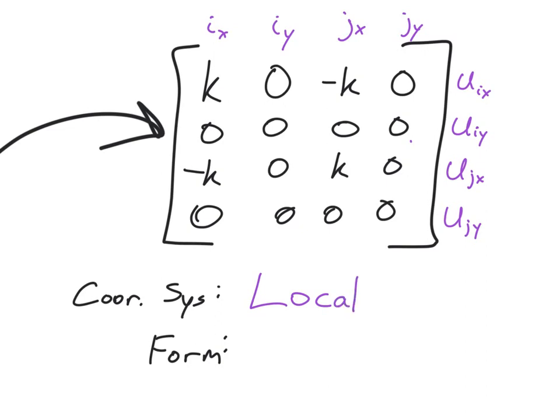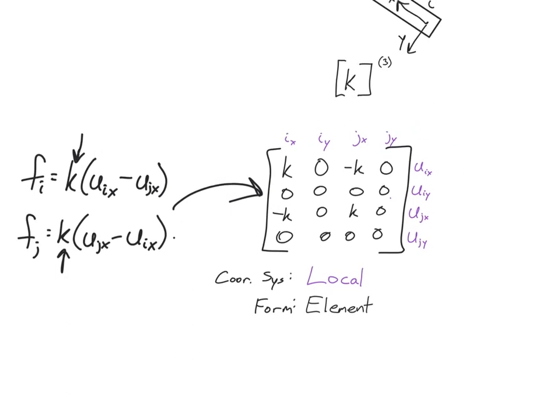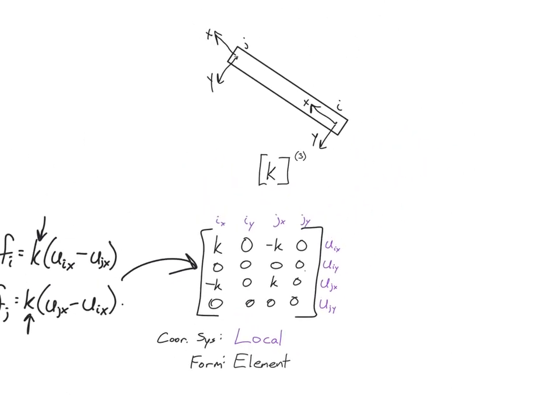And the form we're looking at here is the element form. We're dealing with an element. We haven't zoomed out to the whole system. So this is on the elemental form. All right, so that's what we have here. That's all the local coordinate system, element form.